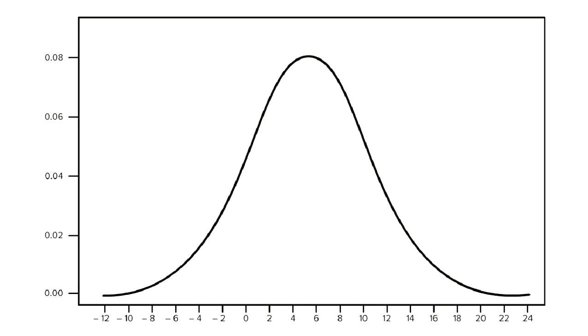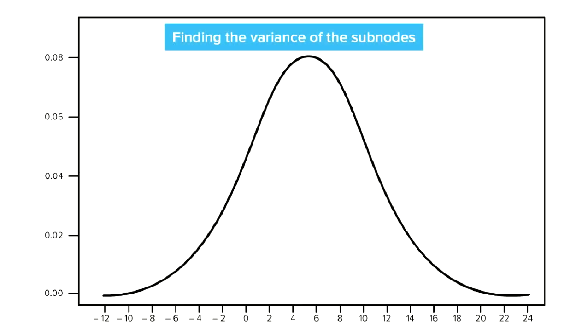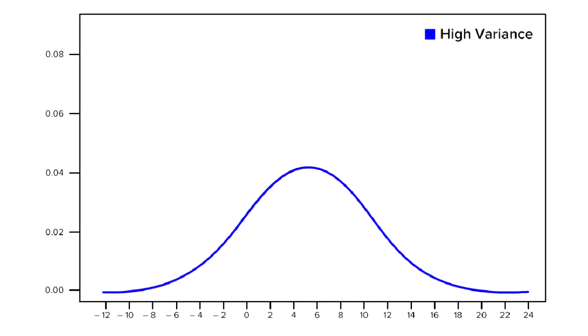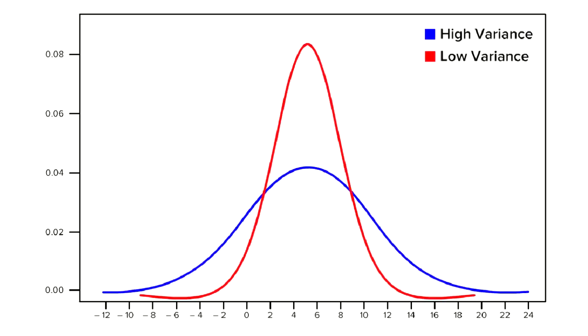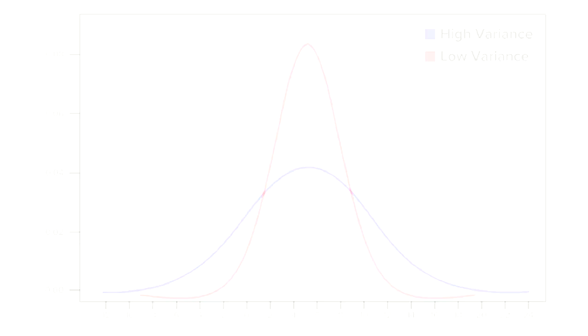Spread represents variance. And the best way to do that for a continuous variable is to find the variance of the subnodes. We know that higher the variance, farther apart are the values, and lower the variance, closer the values are from each other. And hence, our objective is to reduce the variance. And because of this, the method is called reduction of variance method.